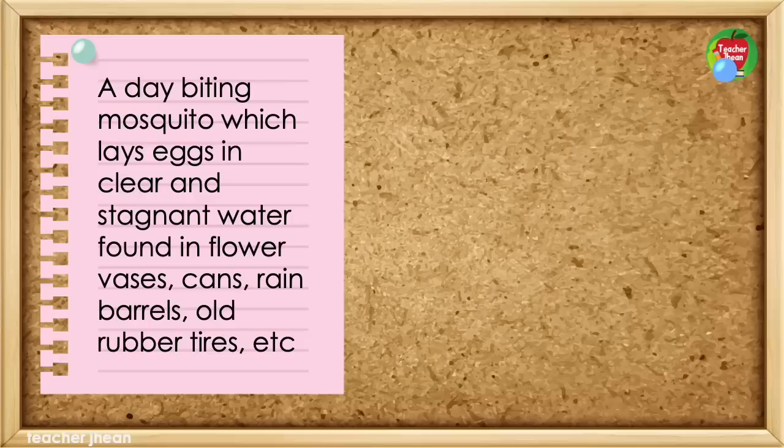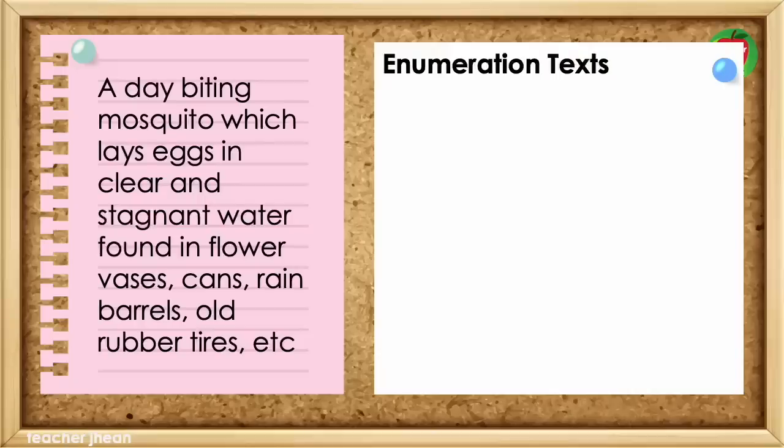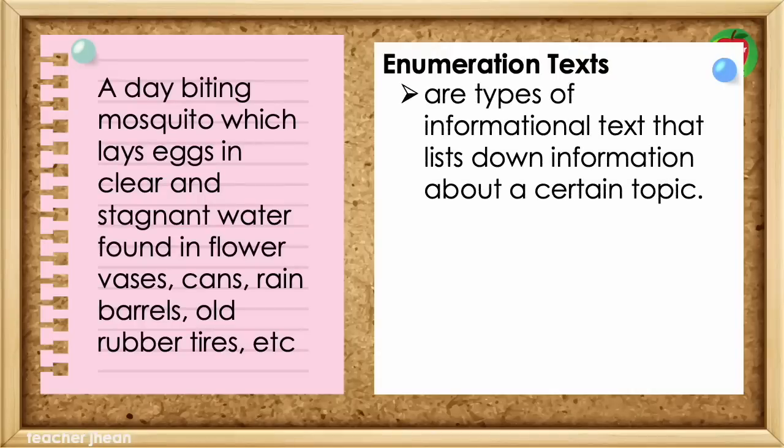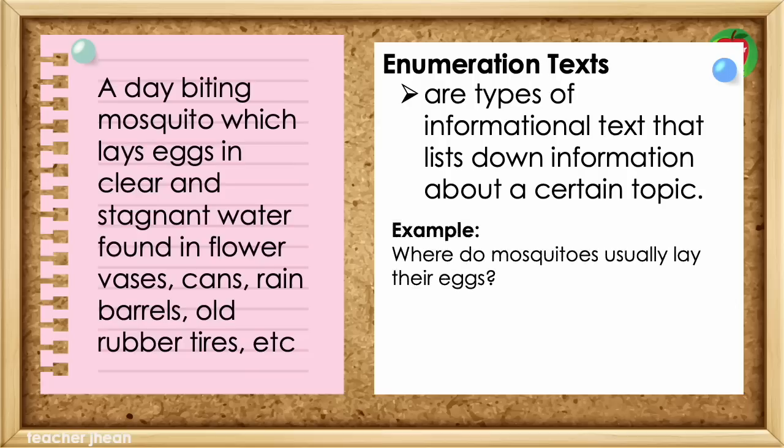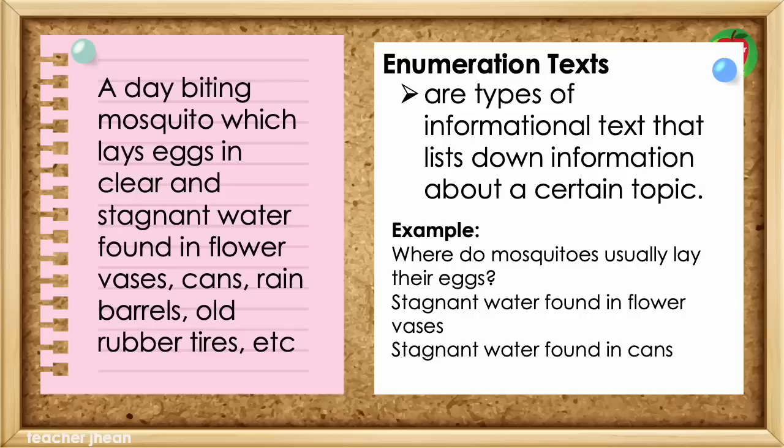What information did you get from the second paragraph? A day-biting mosquito which lays eggs in clear and stagnant water found in flower vases, cans, rain barrels, old rubber tires, etc. is what we call the enumeration text. These are text types of informational text that list down information about a certain topic. Example, where do mosquitoes usually lay their eggs? Stagnant water found in flower vases, cans, and rain barrels.